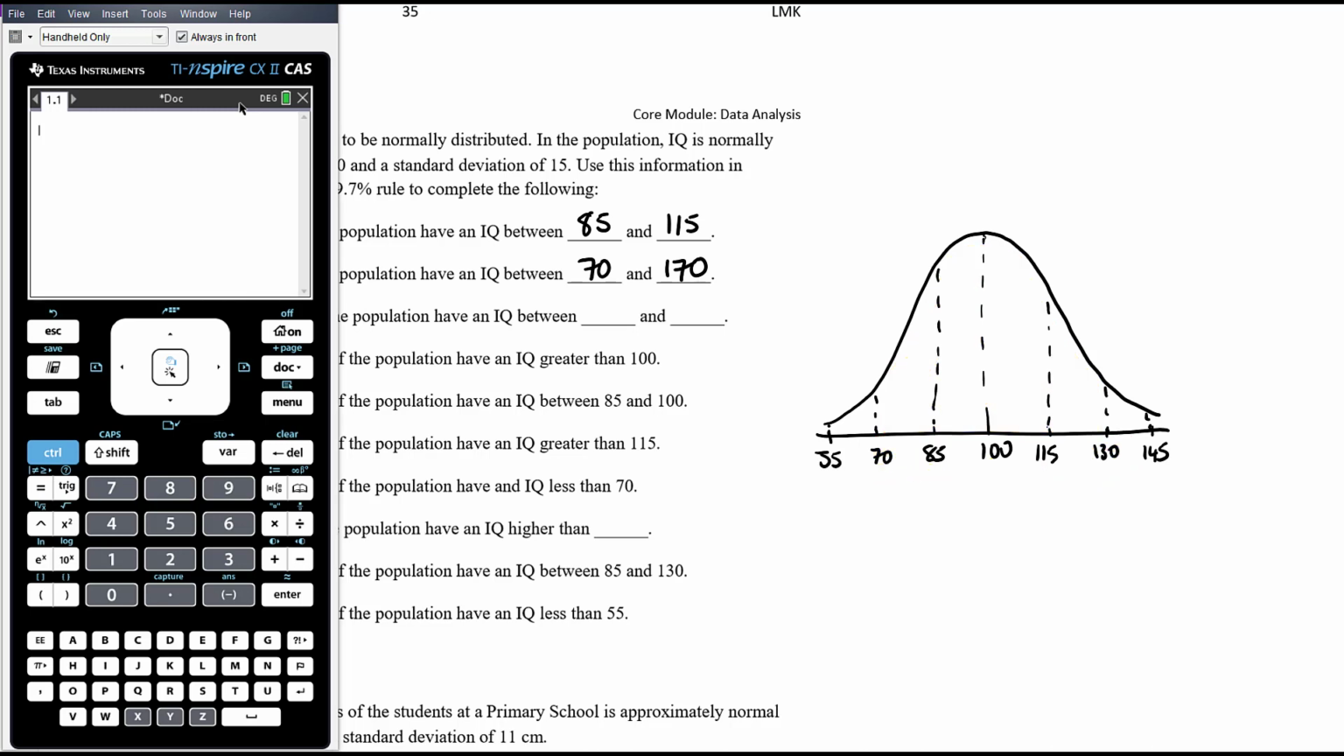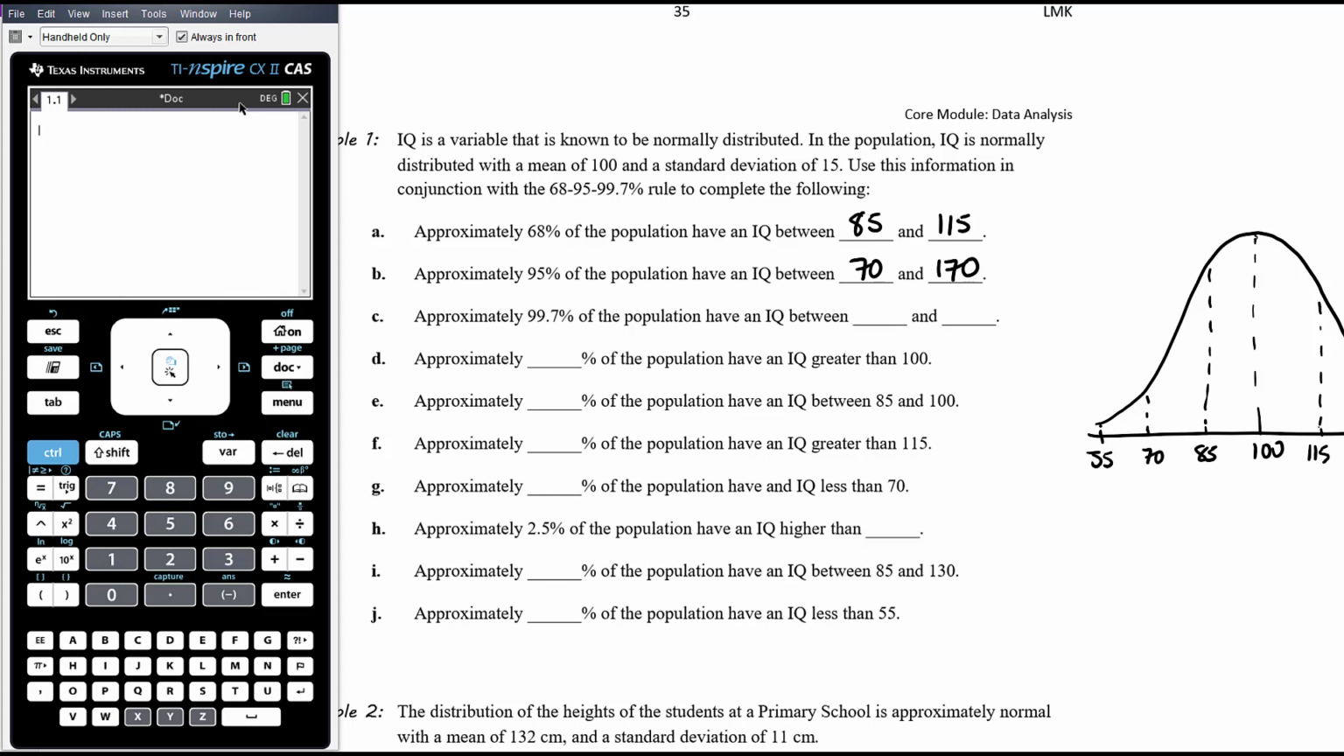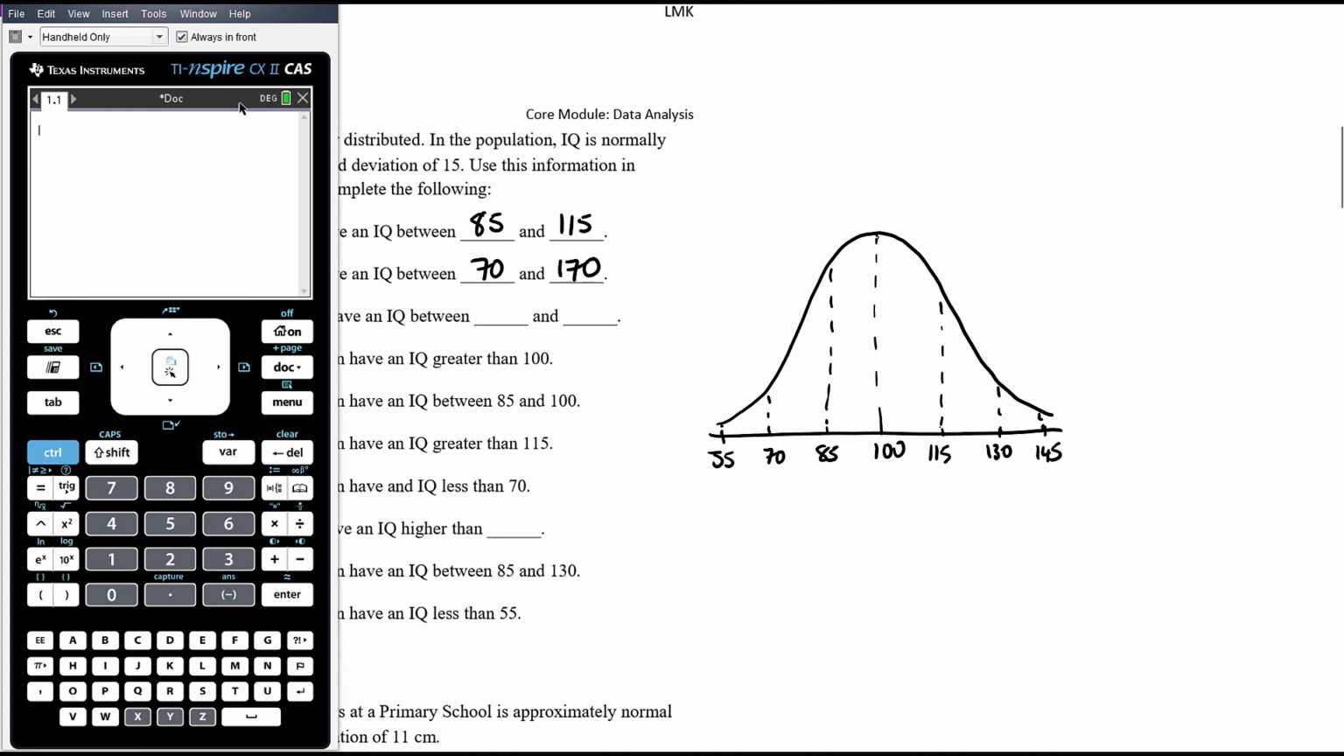Then part C is approximately 99.7% of the population have an IQ between what and what. So we know that 99.7% is all about being within 3 standard deviations of the mean. So 3 standard deviations below the mean is 55, 3 standard deviations above the mean is 145, and we know that approximately 99.7% of all the data values will lie between IQ scores of 55 and 145. Okay, so our answer to part C, 55 and 145.